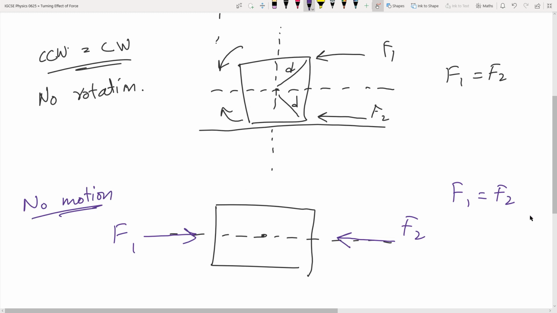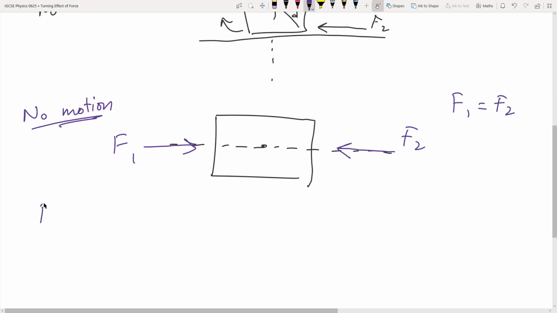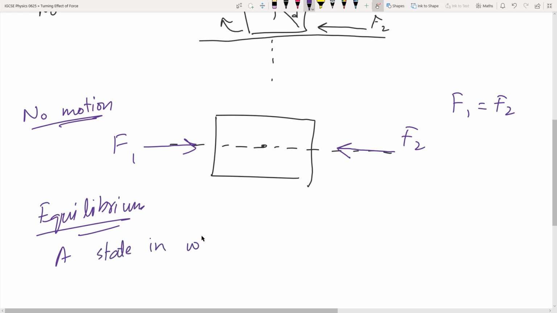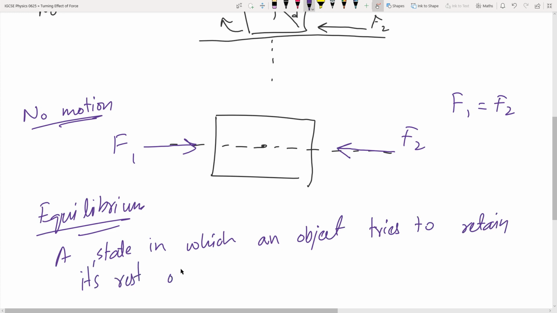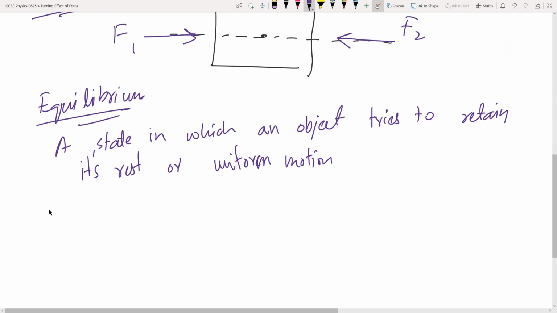Now these are two conditions of equilibrium. Over here I will discuss what equilibrium is, right? And equilibrium is a state in which an object tries to retain its rest or uniform motion, right? And that is uniform motion, right? That in this case is going to be condition 1.